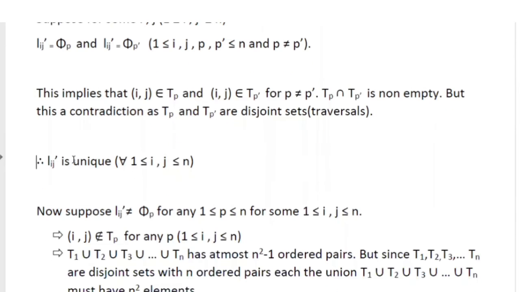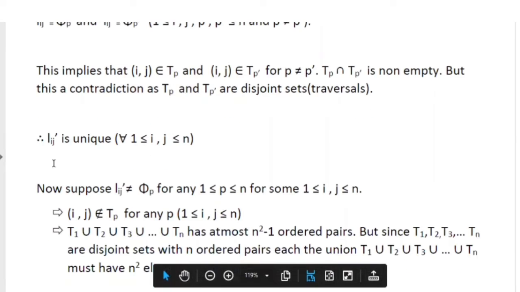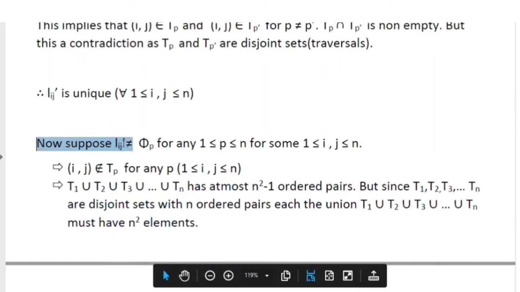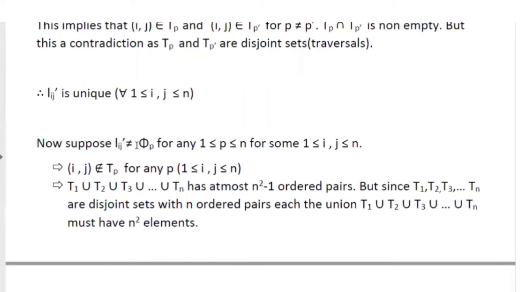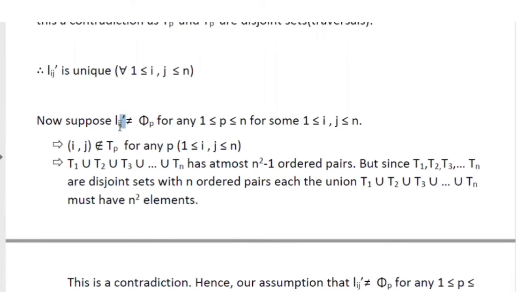Now we shall prove that Lij' exists. Suppose Lij' is not equal to phi p for any p in the range 1 to n. Lij' is not equal to phi 1, not equal to phi 2, and so on, for some ij in the range 1 to n. So we are taking a single value for i and j, and we assume that this Lij' is not equal to phi p for any p.